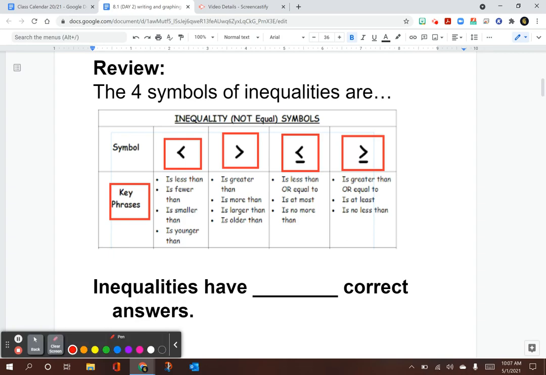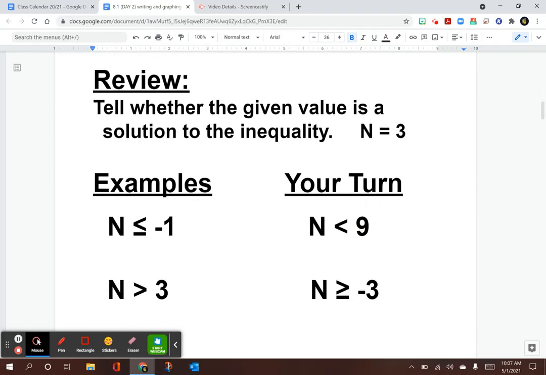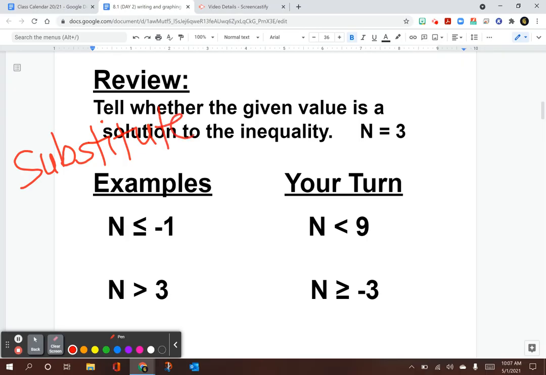Inequalities have more than one correct answer. They could even have infinite correct answers. So that's why we will graph the solutions to show all possible answers. Well, one of our skills is to tell whether or not a given value is part of the solution set or not. So we substitute and then we solve. And if we solve and it's true, then yes, that's a good answer. But if we substitute and it's false, then the answer is no, wrong.